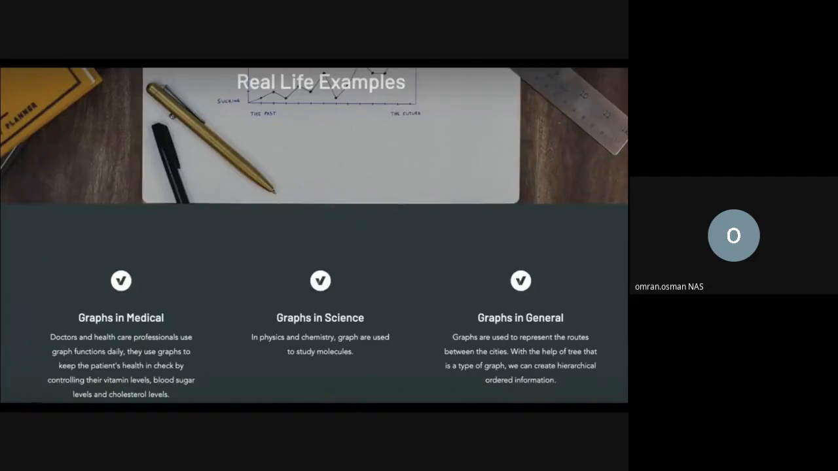Graphs in medicine: doctors and healthcare professionals use graph functions daily. They use graph functions to keep the patient's health in check by controlling their vitamin levels, blood sugar levels, and cholesterol levels. Graphs in science: in physics and chemistry, graphs are used to study molecules. Graphs in general: graphs are used to represent the routes between cities. With the help of a tree, which is a type of graph, we can create hierarchical, ordered information.